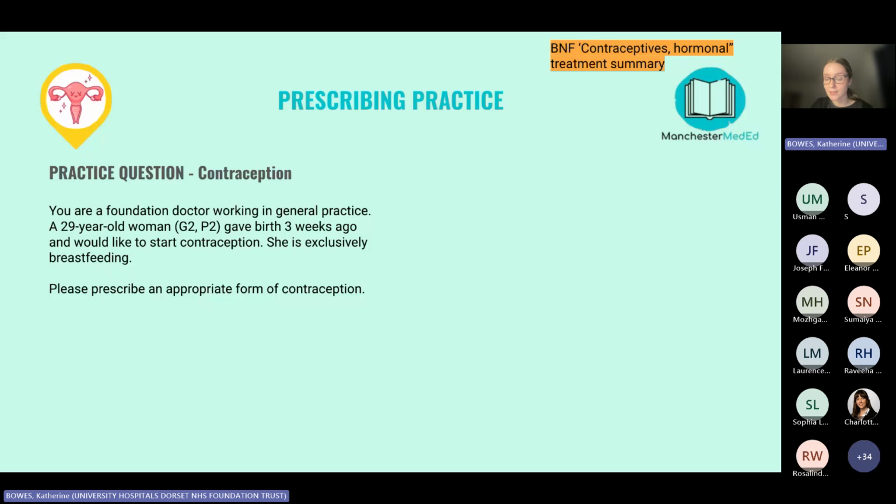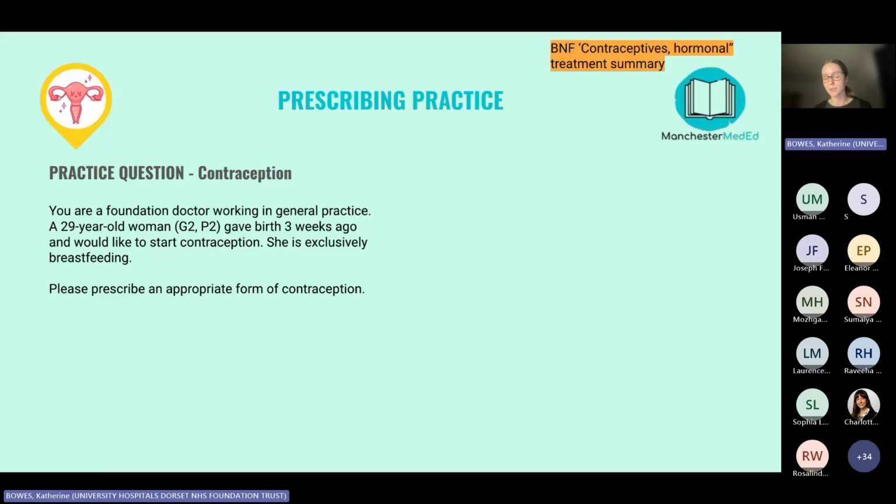There's a question in the chat saying, do you need to state specific doses because there's lots of different micrograms, and if so, which one? So no, you don't. It will be obvious on the PSA prescribing platform what dosing options are available to you in terms of the estrogen and the progesterone component. So there are a lot of different brands of contraceptive pill, and they all have slightly different amounts of hormone. So it doesn't particularly matter.